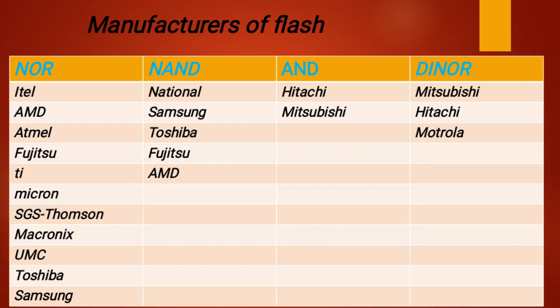Now, here are some companies or corporations that invented NOR and NAND. NOR was invented by Intel, AMD, Atmel, Fujitsu, Micron, SGS Thomson, Macronix, Toshiba, Samsung, and NAND was invented by National, Samsung, Toshiba, Fujitsu, AMD, and Hitachi, Mitsubishi, and NOR was invented by Hitachi and also Motorola.